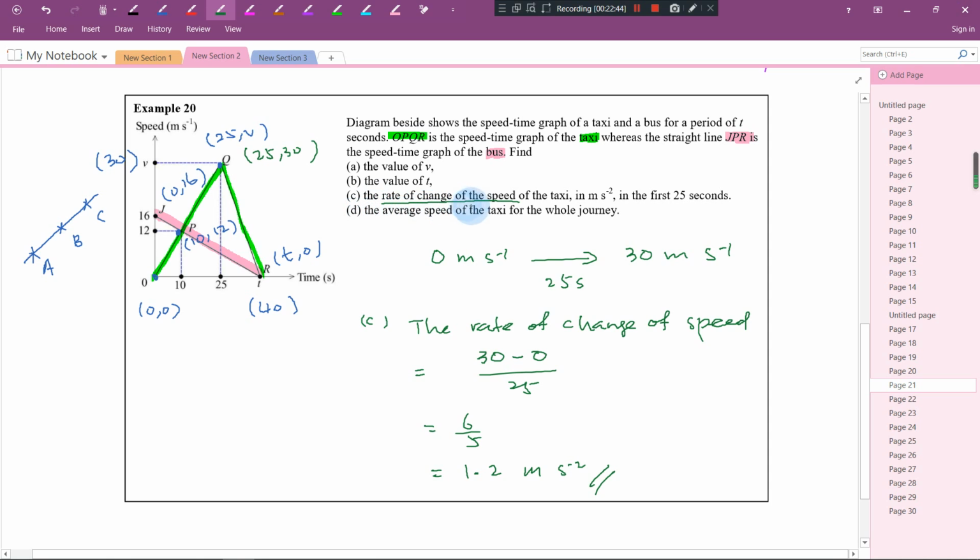Last, the average speed of the taxi for the whole journey. Taxi, which means green color one. We want to find the area for this whole thing. Area, we get the total distance travel, then we divide it by the time taken, which is equal to 40 seconds.